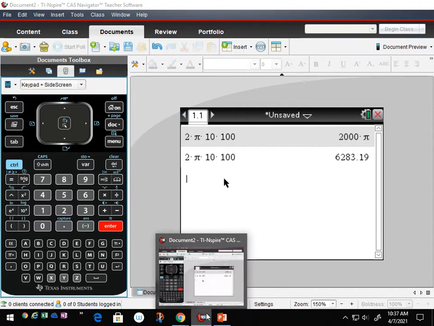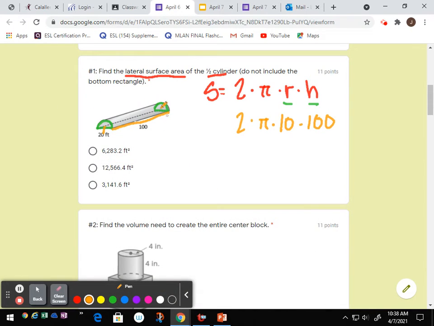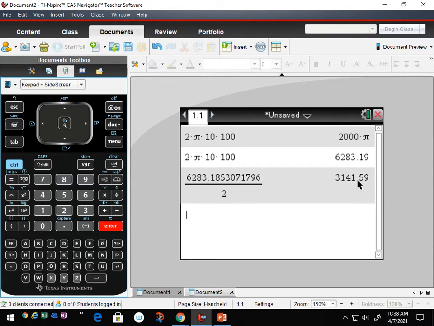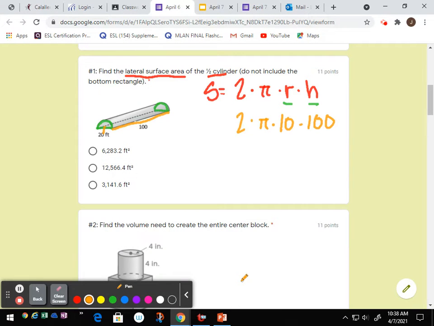Okay, but we have to remember we're only finding half a cylinder, so we're going to take this number that we just found right here for the whole cylinder and divide it by 2 because we only want 1/2 of it, and we get 3,141 and 6/10. Okay, which we can see is answer choice C. So C is the correct answer for number 1.